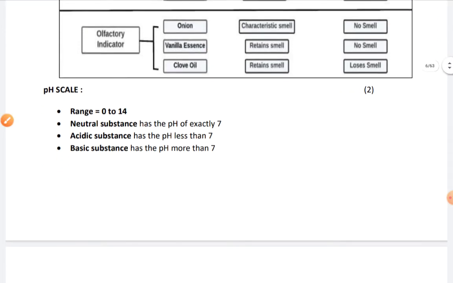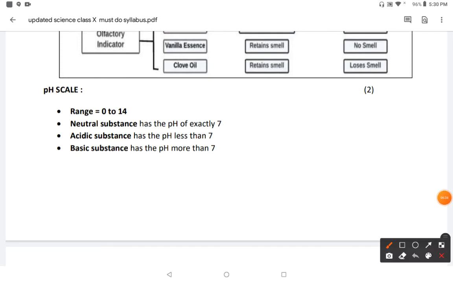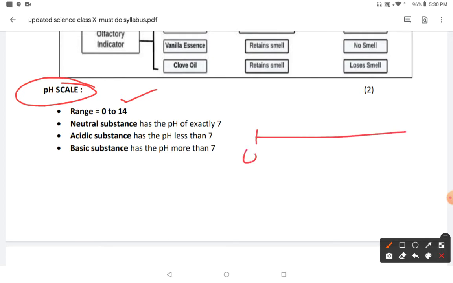Now, you have seen that we can identify which substances are acidic or basic, but we cannot identify which one is a strong acid, a weak acid, a weak base or a strong base. There is a pH scale which measures the strength of the H+ ions or OH- ions in an aqueous solution, and the range of the pH scale is 0 to 14. When we see this scale, the mid value is 7.